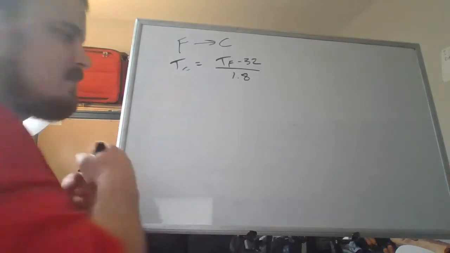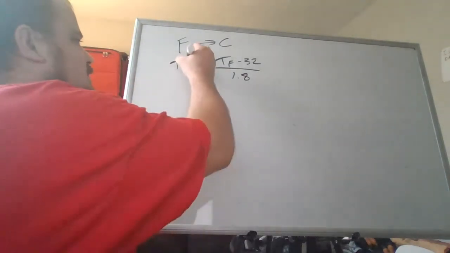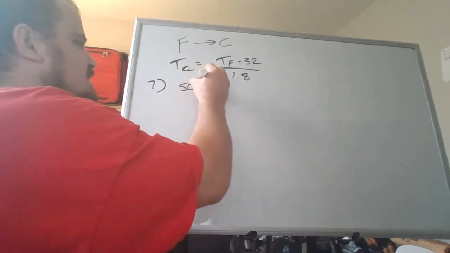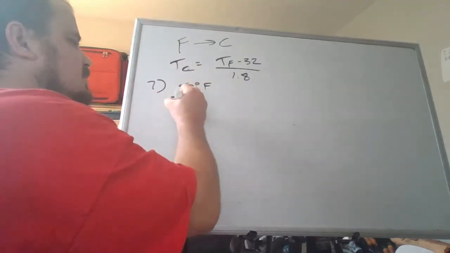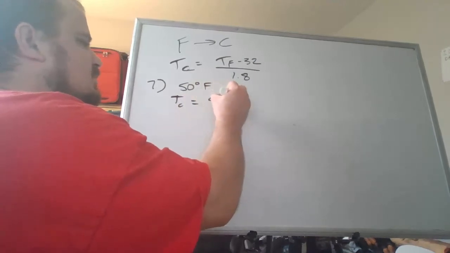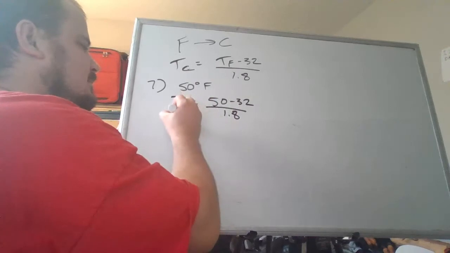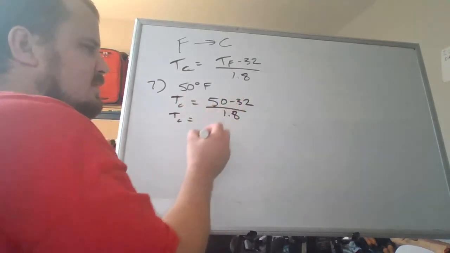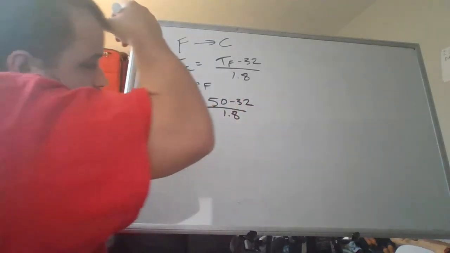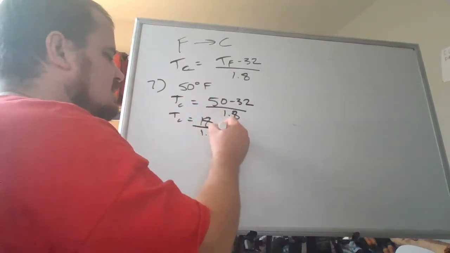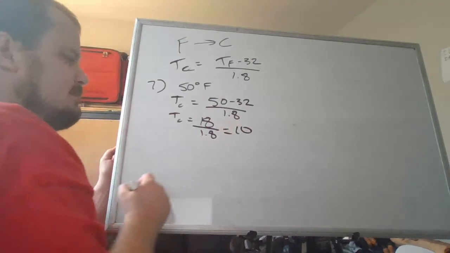All right, so first off, we have number 7, which gives us 50 degrees Fahrenheit. So we do temperature in Celsius is going to be 50 minus 32 over 1.8. And so 50 minus 32 is going to give us 18 over 1.8, and so that'll give us 10.